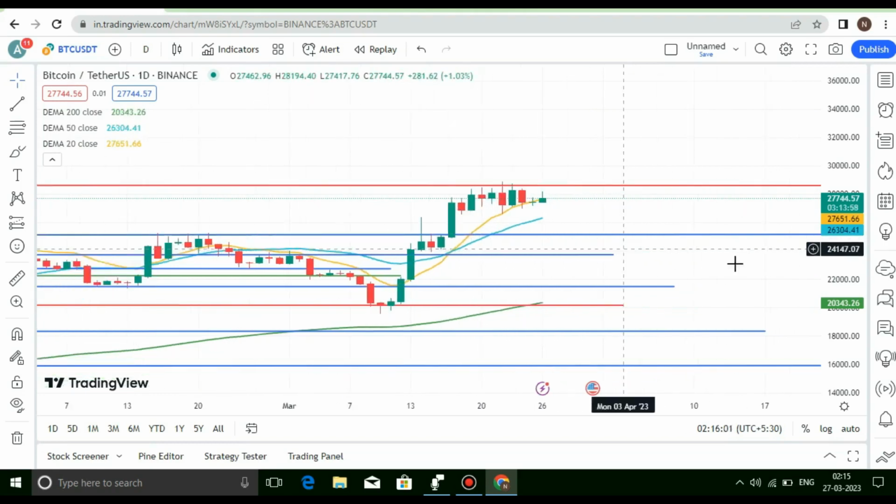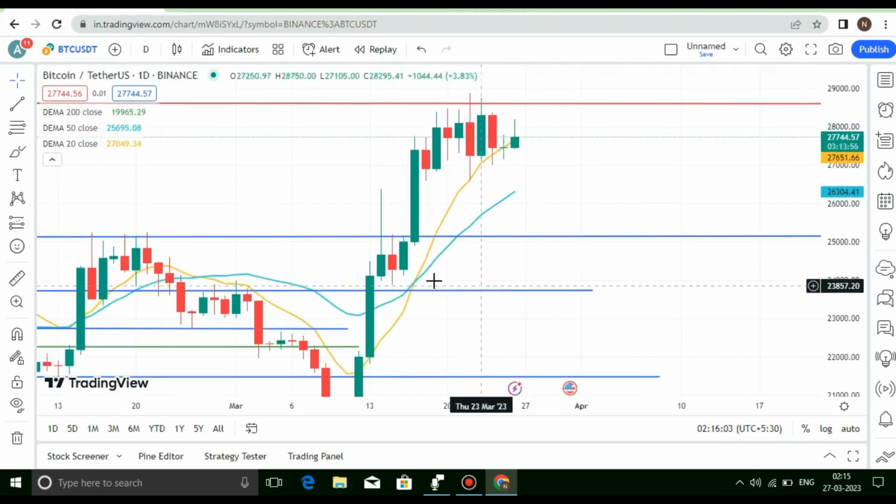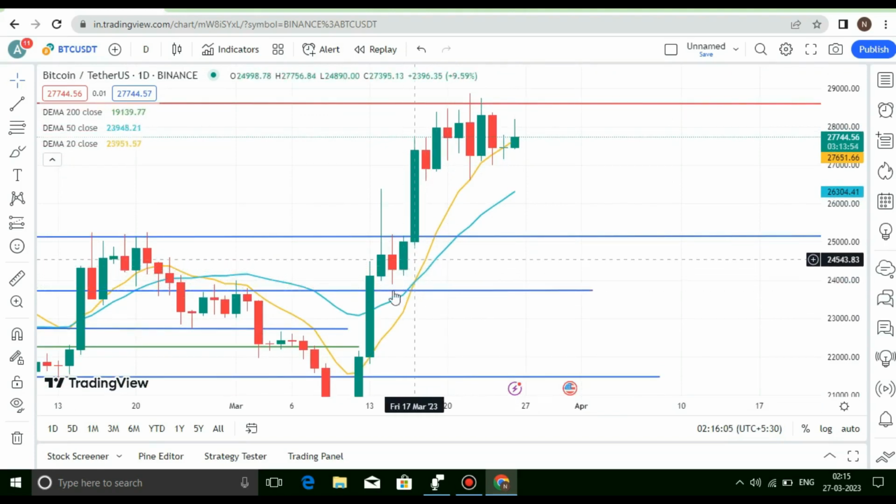Here you can see it clearly, the crossover has happened. The crossover happened from the below side, and in one day a green candle has been formed of 9.59%. So this is the magical thing that works with the double exponential moving average. In just one day, the crossover happened and a green candle has been formed of 9.59%, guys.